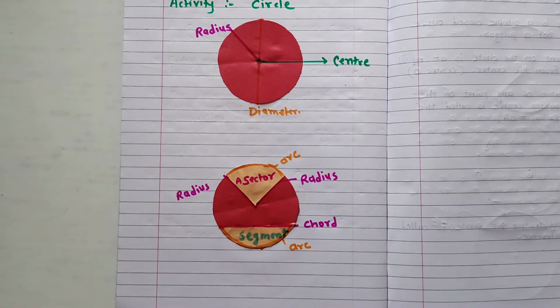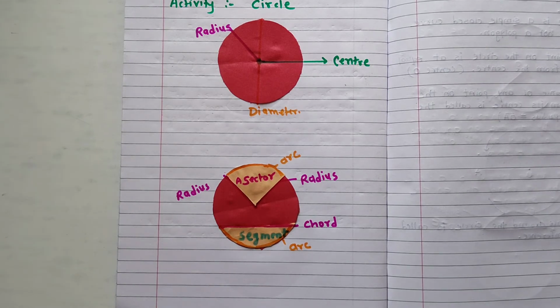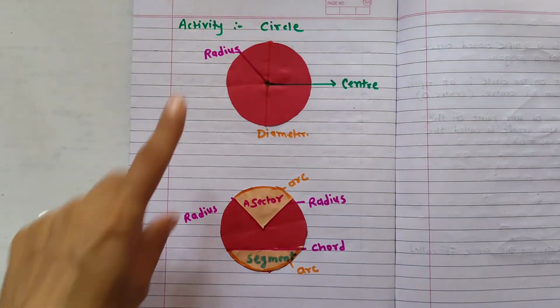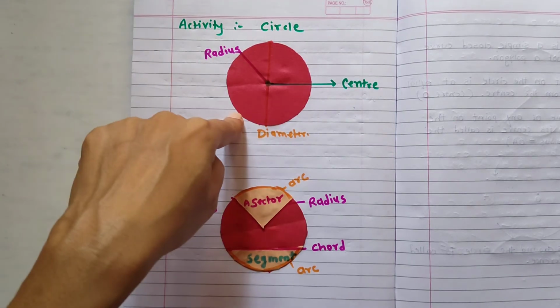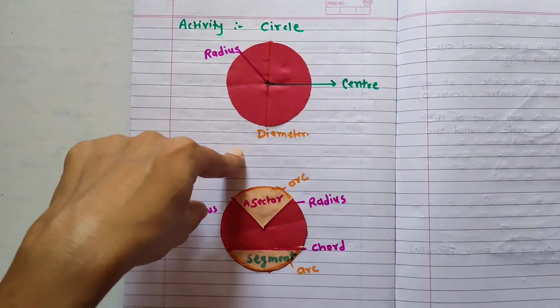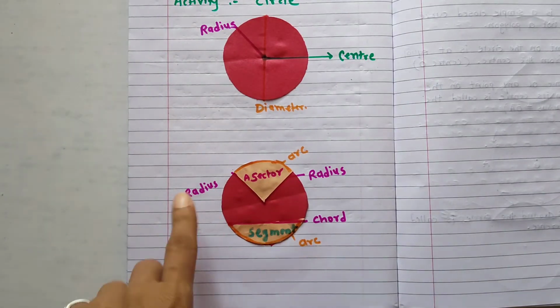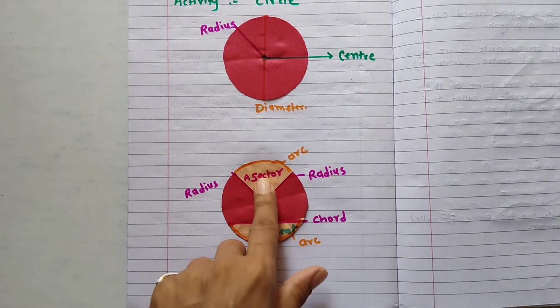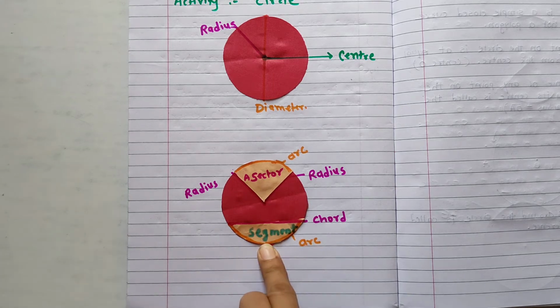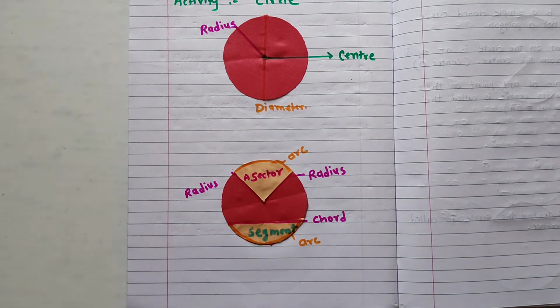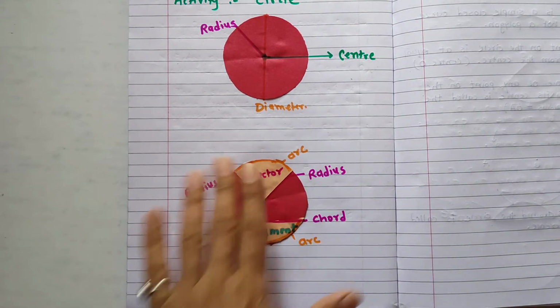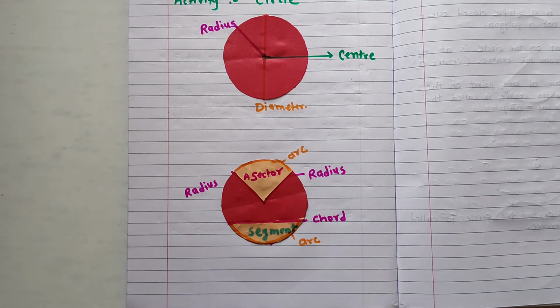Okay, in this way you have to do your activity. Okay, in the first circle you have to draw a circle, then show the radius, center and diameter, and in the second circle you have to show the sector, and how to make a sector and a segment. Okay, these two activities you have to complete in your notebook. Okay, and here you have to write the names also.